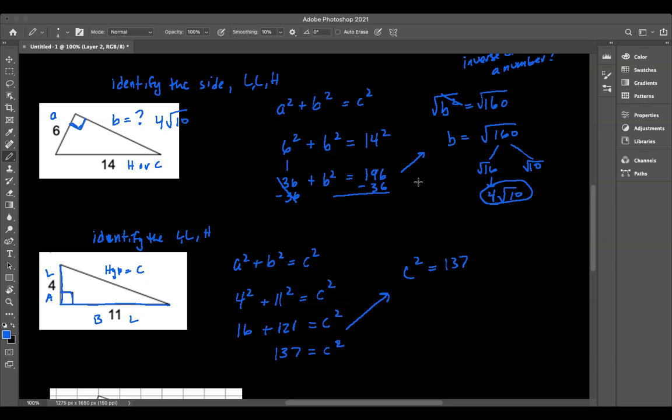Now, what did we say before? What's the inverse of squares? Inverse of squares is basically square root. So we square root both sides of 137. So this cancels off. So this is C, and this is square root 137.